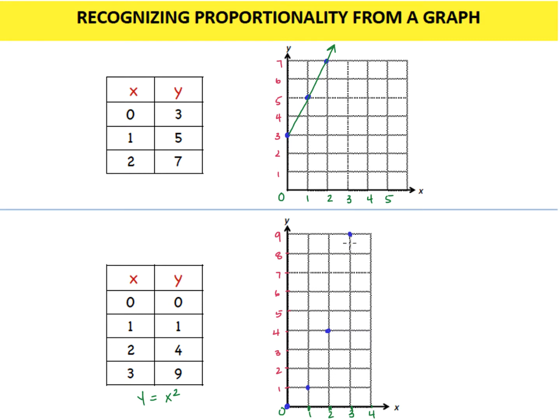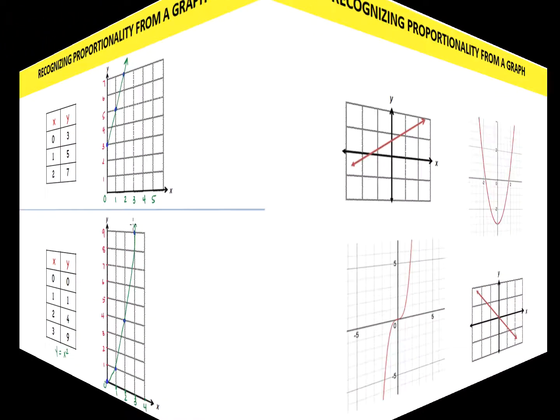There is no way I can join these points using a straight line. In fact, the graph would kind of look like this. This is a graph of what is called a quadratic relationship. So these are examples of relationships that are not proportional, and you can see in one case it goes through the origin but it's not a line. In the other case it's a line but it doesn't go through the origin.